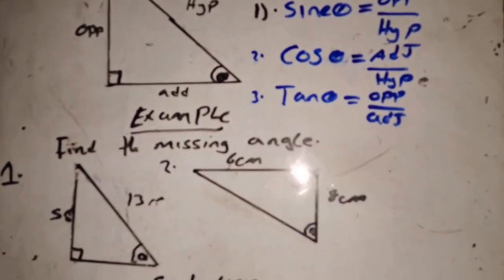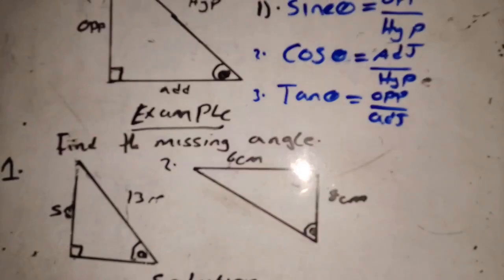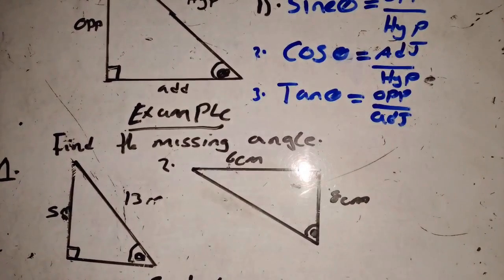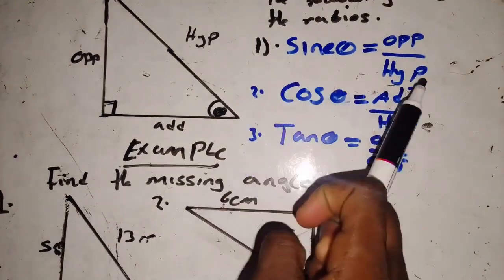Let's try cos theta. Cos theta is adjacent over hypotenuse. We have hypotenuse, but we don't have the adjacent, so that can't work. The same applies to tan theta, which uses opposite over adjacent. We don't have adjacent, so we can't use these two trig ratios. So we can use sine theta, which is opposite over hypotenuse.